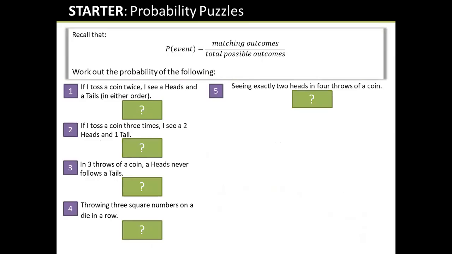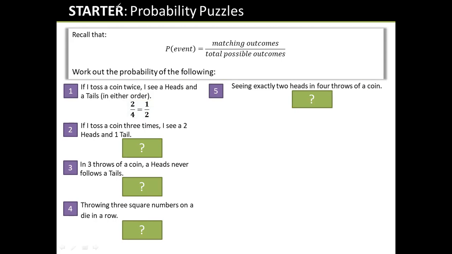Now, if we are to get the probability of something, for example, if I toss a coin twice, I see heads and tails in either order. So what does it mean? If you toss a coin twice, take note that the probability is the matching of the outcomes over the total possible outcomes. Now, if I toss this coin, there are only two possible outcomes. It can be a head or a tail.